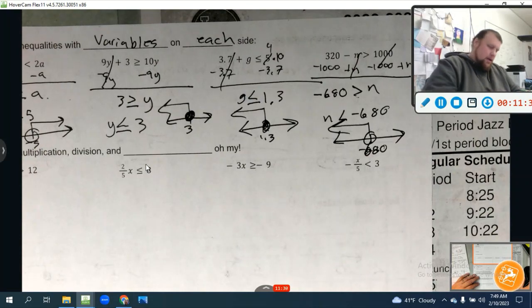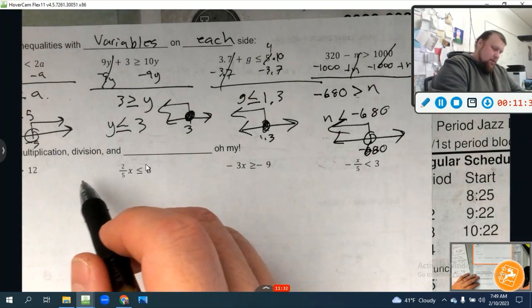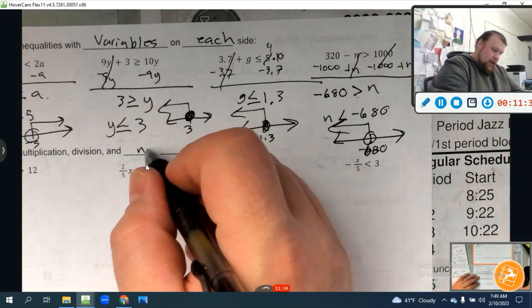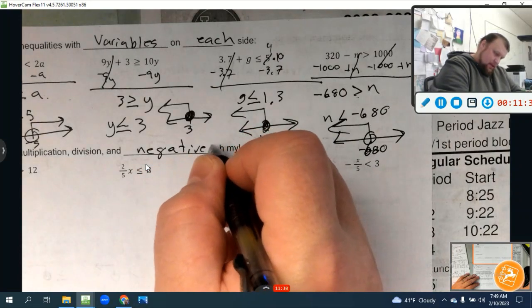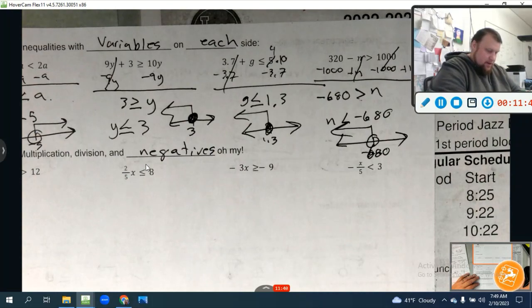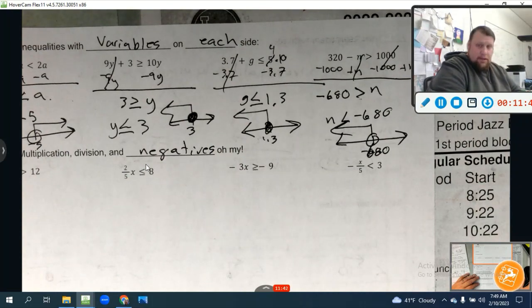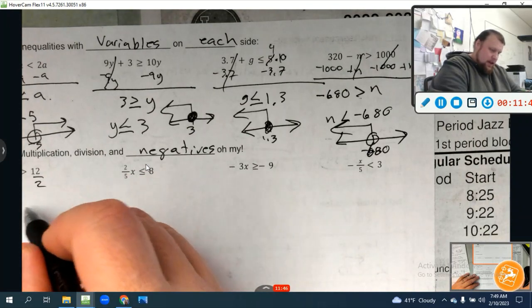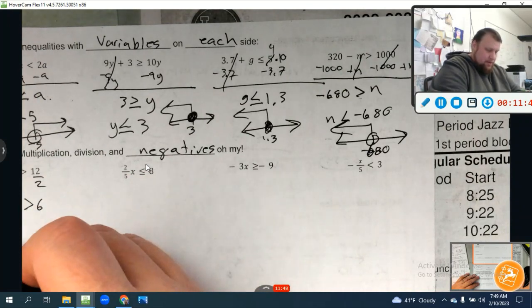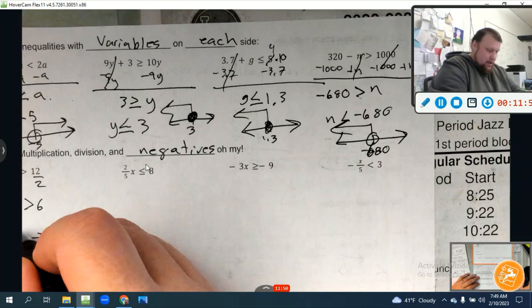All right. Uh-oh, multiplication, division, and negatives. Oh my. Well, let's do it. Same thing. Divide by 2. Divide by 2 doesn't change anything. X is greater than 6. 6, open dot, everything to the right.